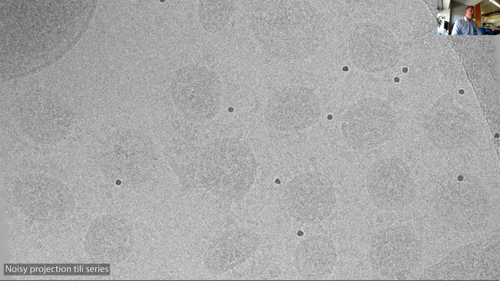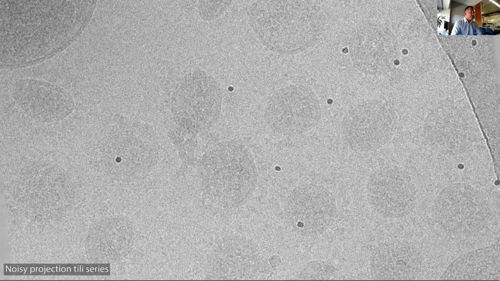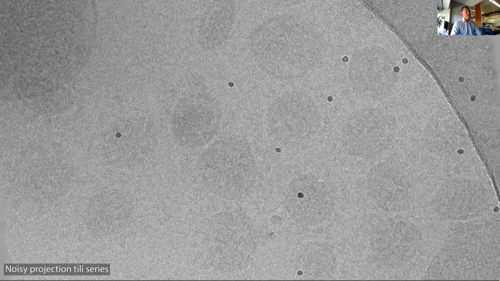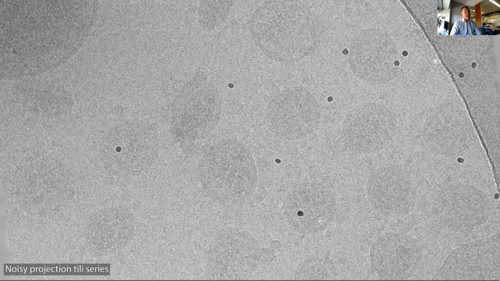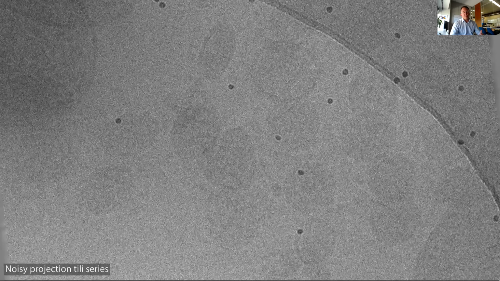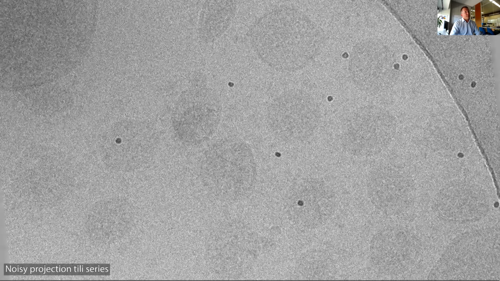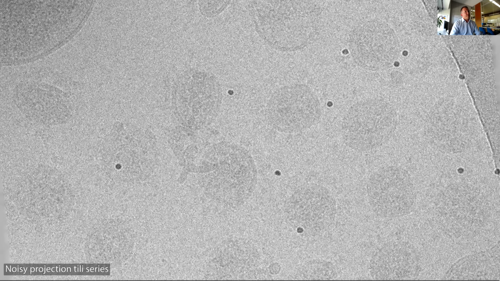Now we have the tilt series, plus minus 60 degrees, and our task is to generate a volume, a regular grid volume with intensity values, so that we can then perform the volume rendering.